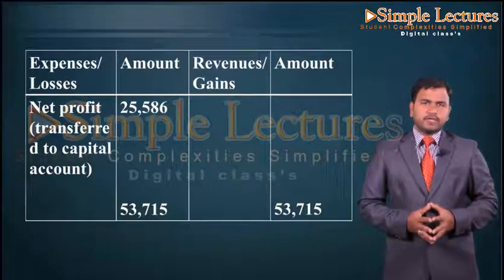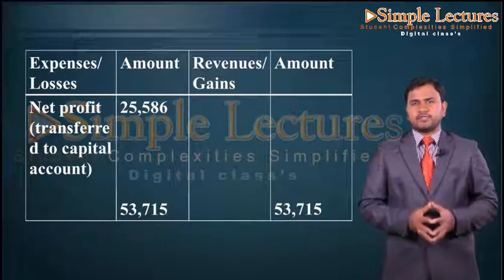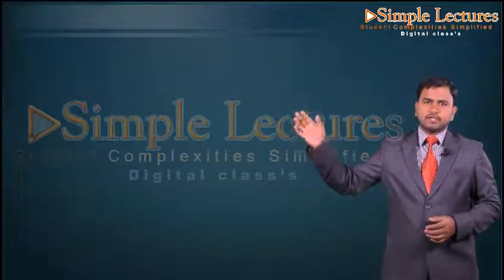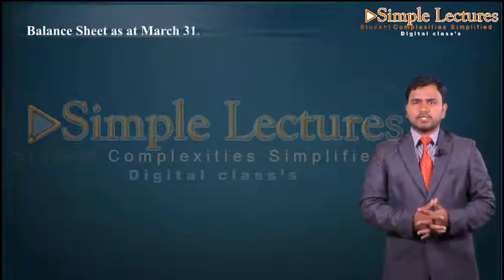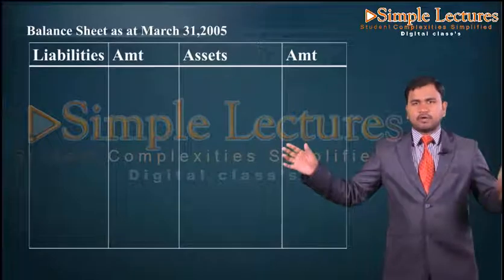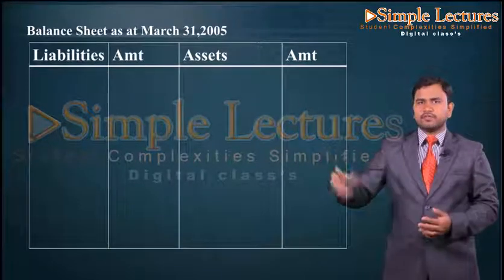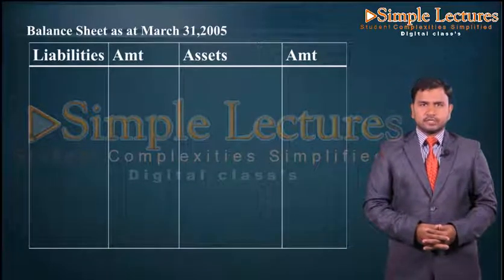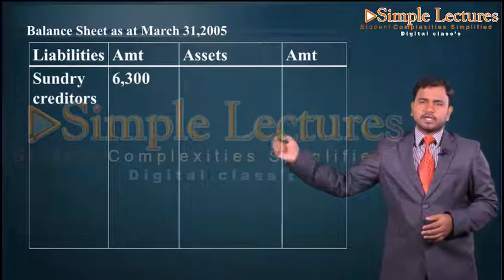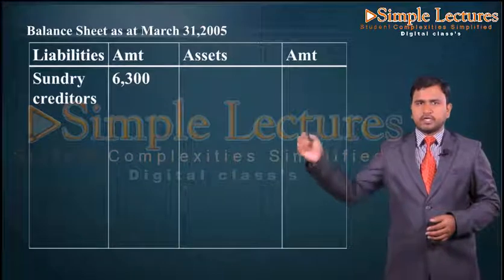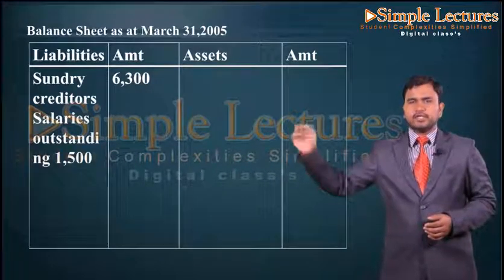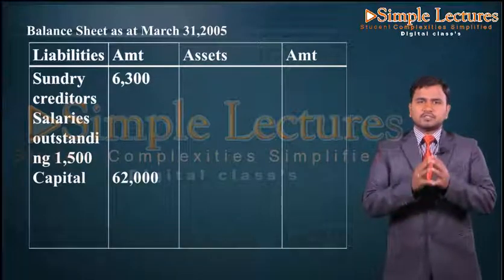After preparing trading and profit and loss account, we have to prepare a final account, which is nothing but the balance sheet. So the title will be balance sheet as at March 31st, 2005, and the format will be liabilities amount, assets amount. So let us start with the liabilities side, where we have in the trial balance sundry creditors. So let us take in the liabilities sundry creditors 6,300, and we have outstanding salaries 1,500. Then capital in the inner column 62,000.